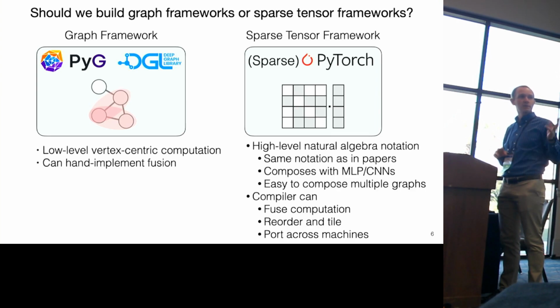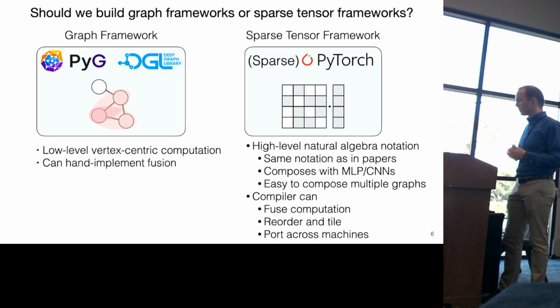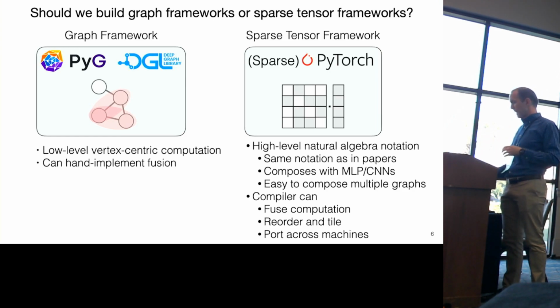And that gives us a high-level natural algebra notation. It's the same notation as you find in the papers for the graph neural networks. So clearly it's a natural notation because they use it. And it makes it easier to compose things together because linear algebra and tensor algebra compose really nicely. And the compilers can fuse computation and reorder and tile and port across machines automatically, so you don't have to do it by hand.